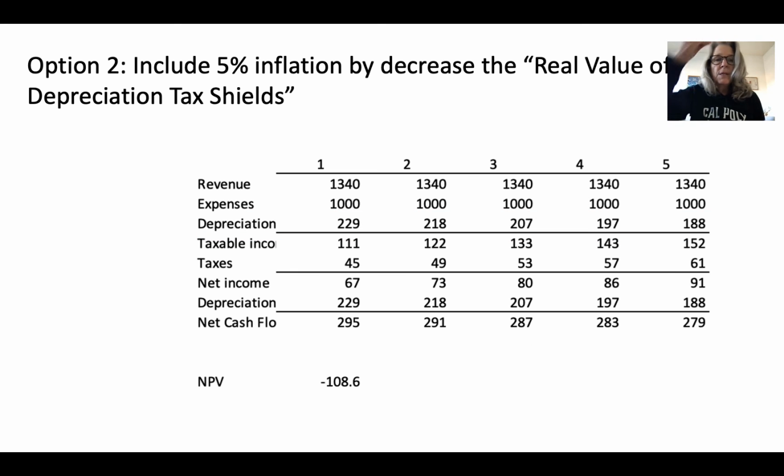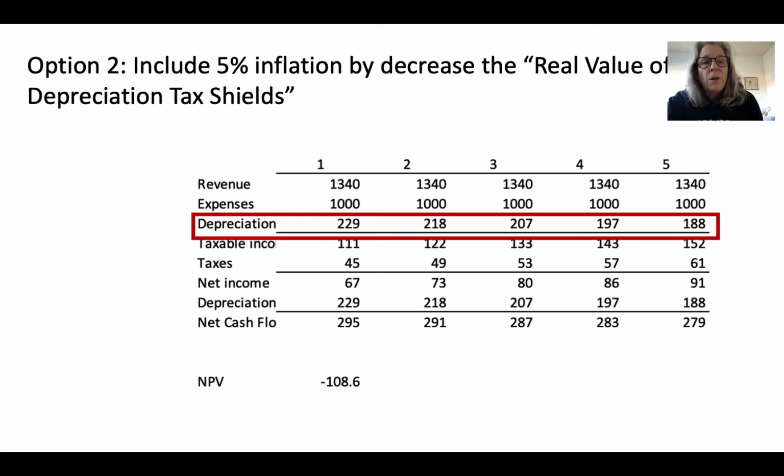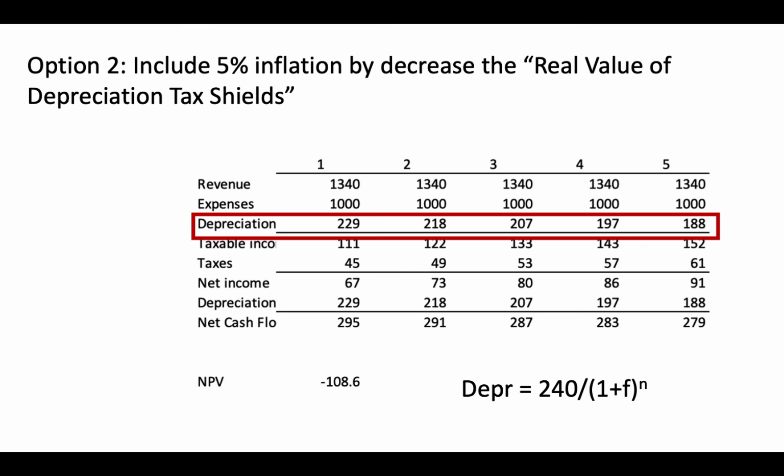The other option is that we can include a 5% inflation by decreasing the real value of the depreciation tax shields. If you look at this carefully, the revenue is flat. I'm ignoring inflation in revenue and expenses. But the depreciation values fall over time because they are not as much tax shields, because they're fixed. The way I do that is I take the depreciation and divide it by 1 plus the inflation rate to the number of years. In this case, it's 240 every year, so I just divided 240.